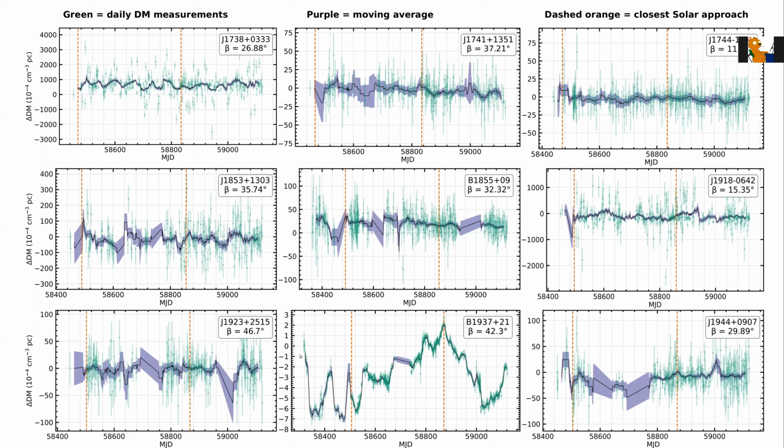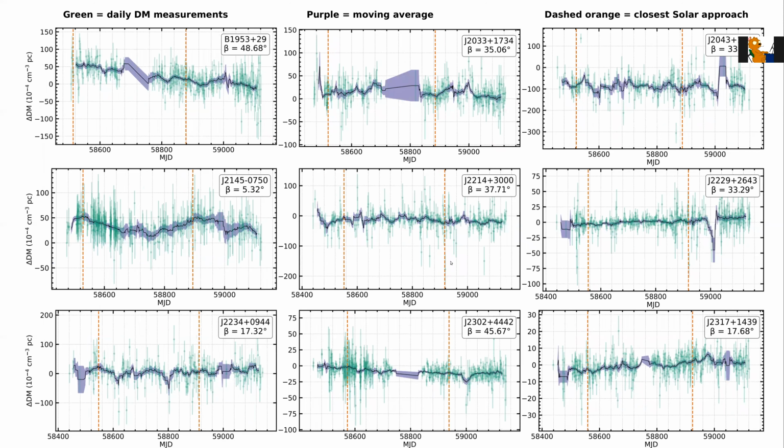Another pulsar that I'm going to look at in detail before the end of the talk is 1937+21, which again is very well known to have large and rapid variations in its DM. So we've decided to use this as something of a test case.